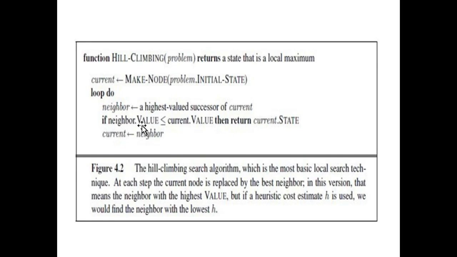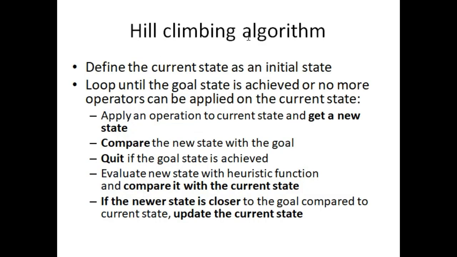If the neighbor value is less than the current value, and we are using the heuristic value, then the condition will become greater than. In the same way, for the highest valued successor, this condition will also change in the case of heuristic value. If we are using the heuristic value, the lowest valued successor of the current state will be marked as a neighbor. If you did not understand this, just look at this slide. It is elaborated a little bit here.